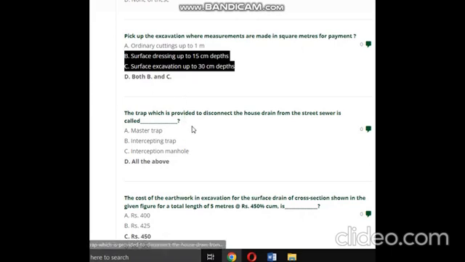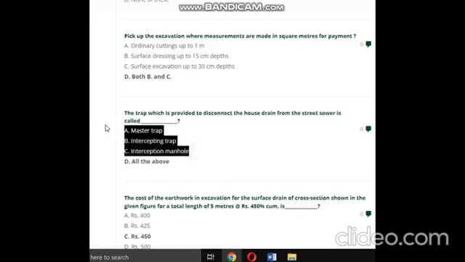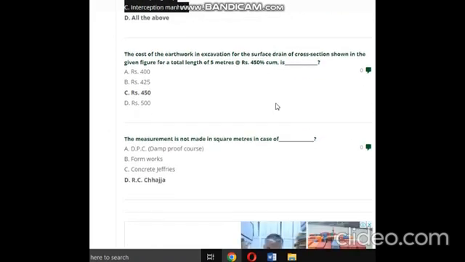The trap which is provided to disconnect the house drain from the street sewer is called all of the above: master trap, interception, manhole. The cost of earthwork in excavation for the surface drain of cross section shown in the given figure for a total length of 5 meter, R is 450, is called 450. The measurement is not made in square meters in case of RC chajja.